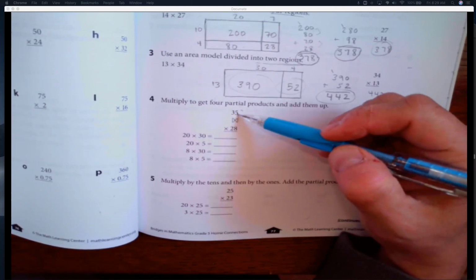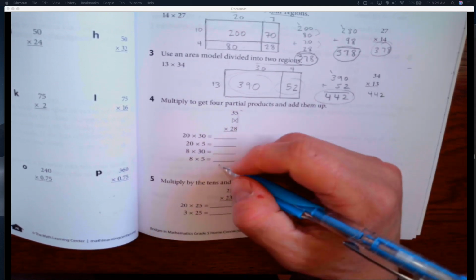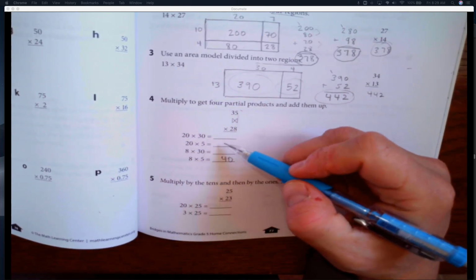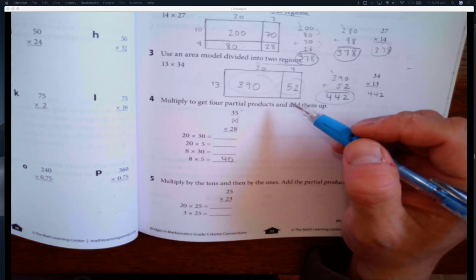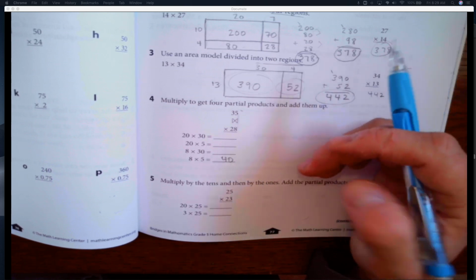So first thing we would do is 5 times 8, or 8 times 5. So that's down here. 8 times 5 is, good, it's 40. So I just need to remember to line these numbers up as I go. I have to make sure my numbers are all lined up here, okay?